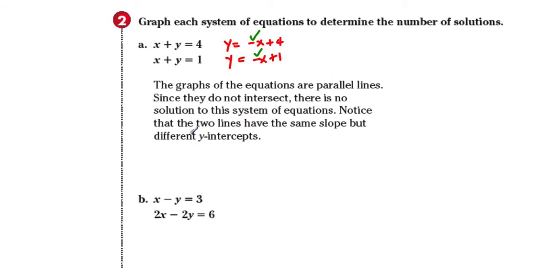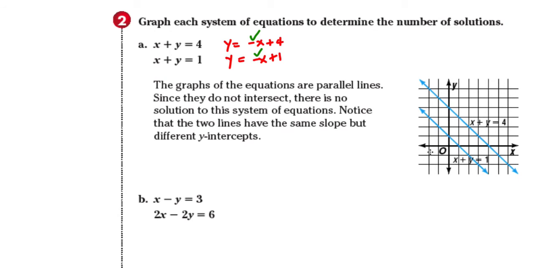Since they do not intersect, there is no solution to this system of equations. That means they are inconsistent. It is an inconsistent system. After you graph that, this is what you get. They have the same slope, but they have different y-intercepts, which makes them parallel. Recall that a system of equations that has no solution is said to be inconsistent.